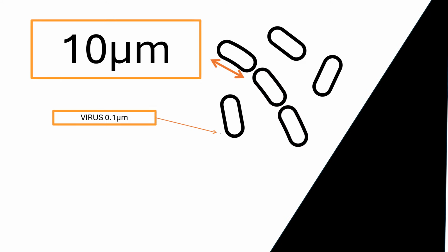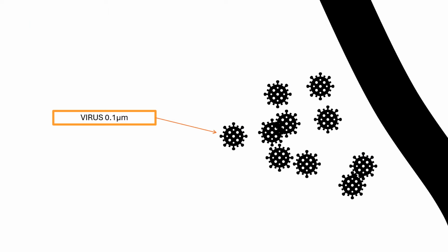Now that speck that you see on the screen is actually still too big for an actual virus because viruses are about 0.1 microns in size. Viruses are super tiny compared to bacteria, and they can infect all kinds of cells in all kinds of organisms. And in fact, even bacteria can get infected by viruses.